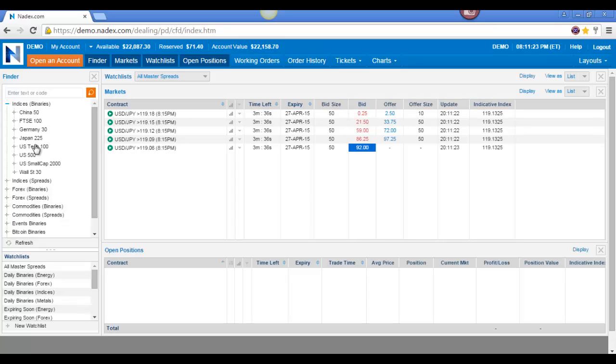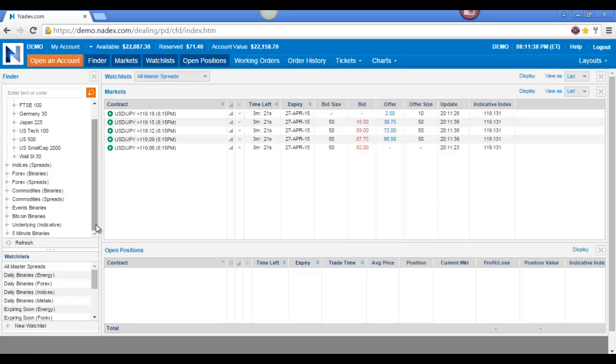So during the daytime, you've got hourlies, but now on the four different indices, you've got expirations every 20 minutes. And then you still have, during the daytime, the 5-minute binaries that expire every 5 minutes.